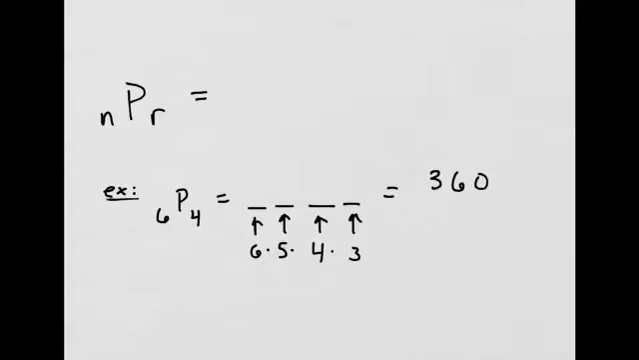Yeah, so this is the number of spaces that you use, and this is the total number of objects you can choose from. It's the number of ways you can rearrange 6 objects into 4 spaces. That's what it means. In fact, I'll write that down right here.